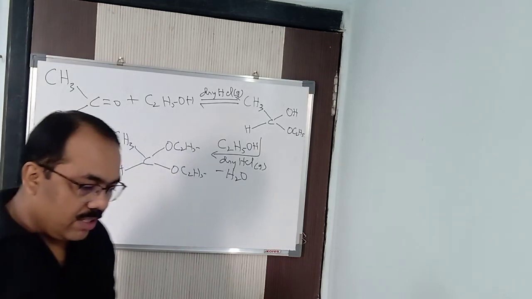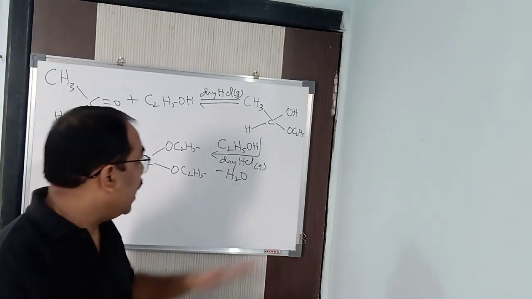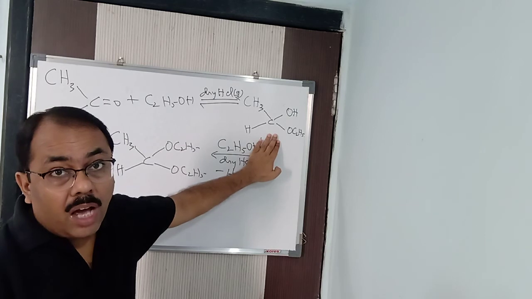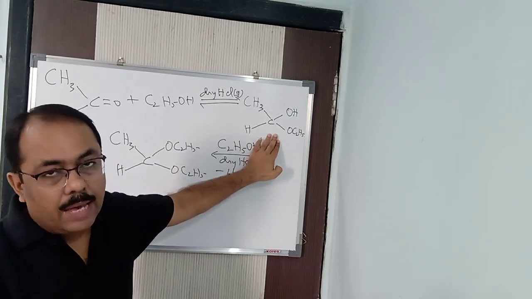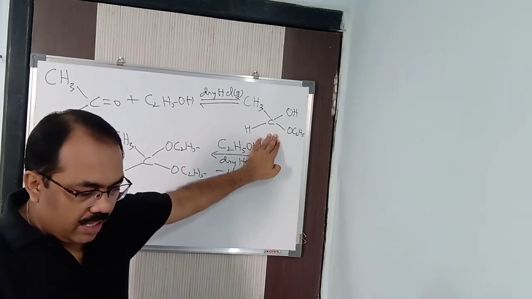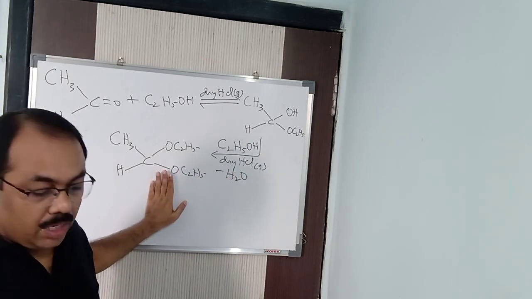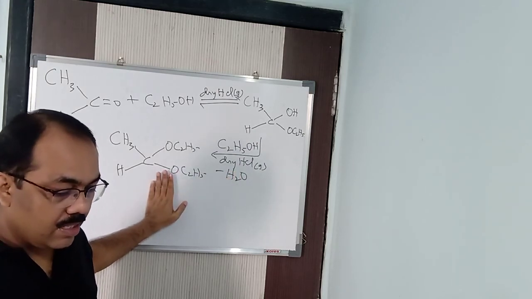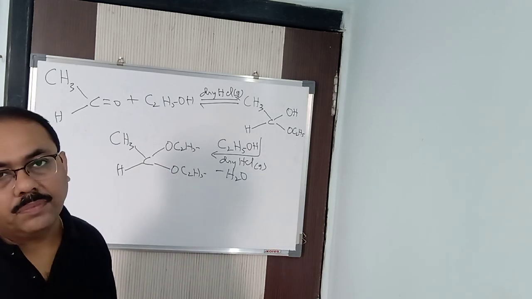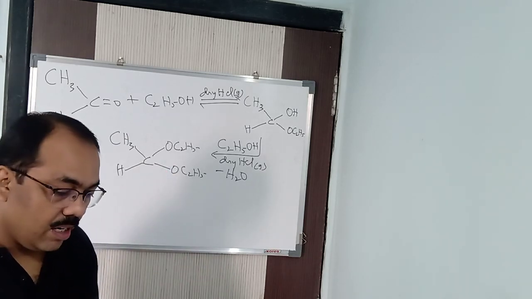So what is the name of this compound? This is called hemiacetal. Hemi, half. Alright, hemiacetal. And this is called acetal. Hemiacetal, and this is known as acetal, so to say.